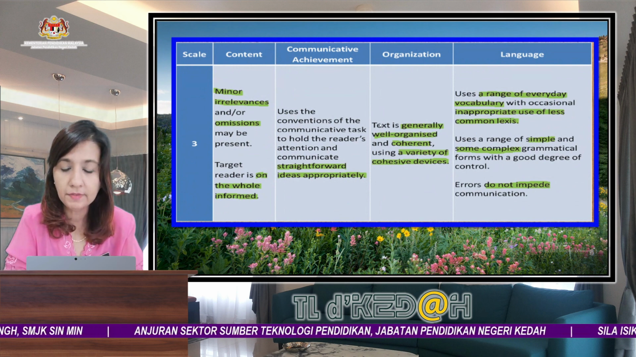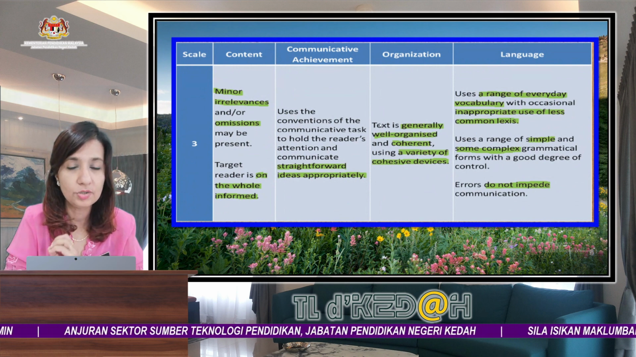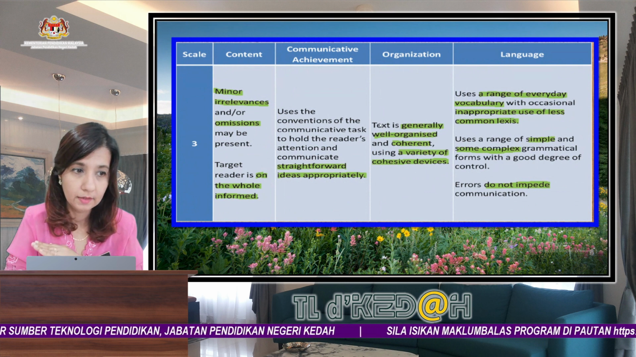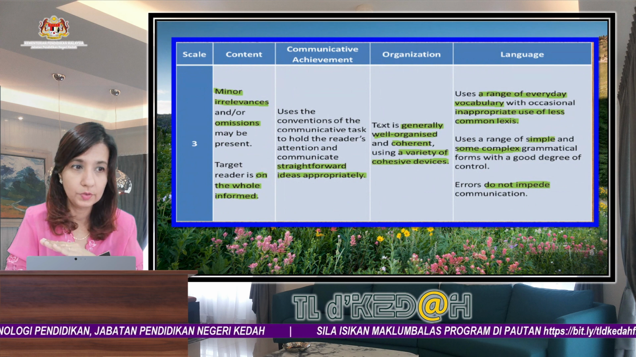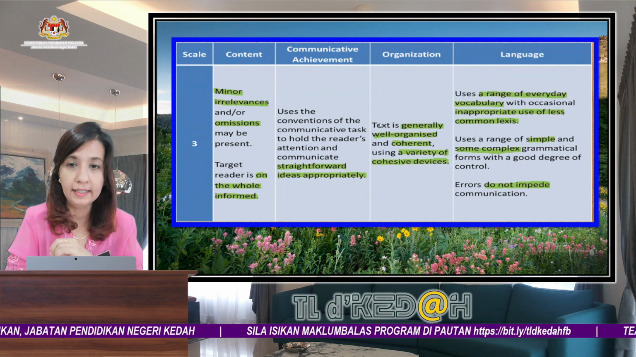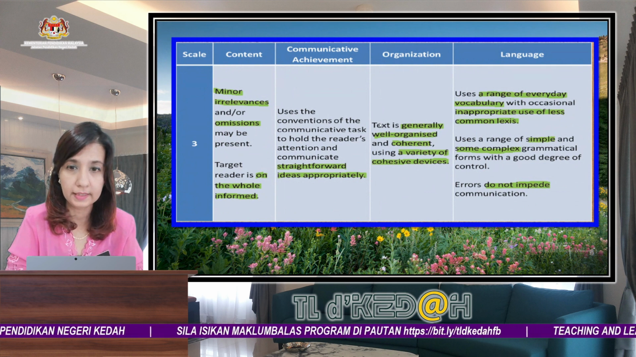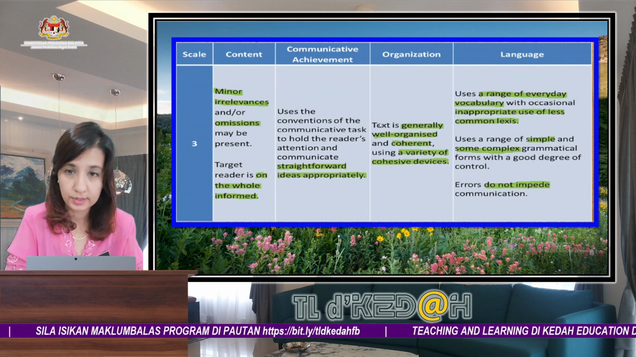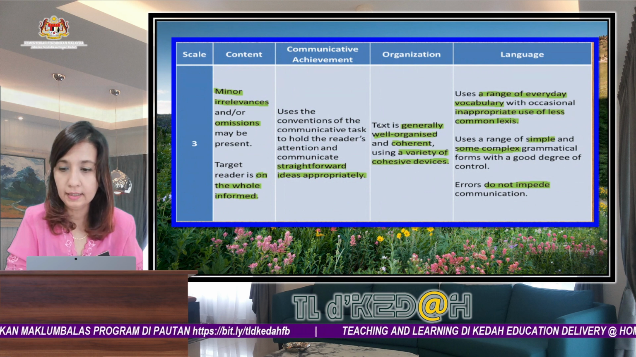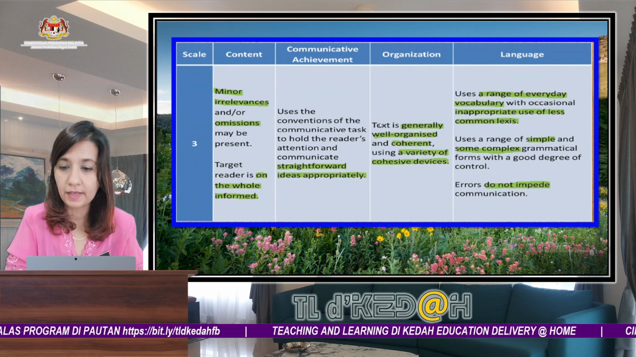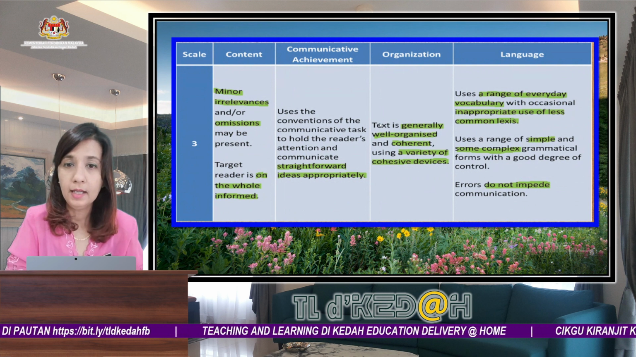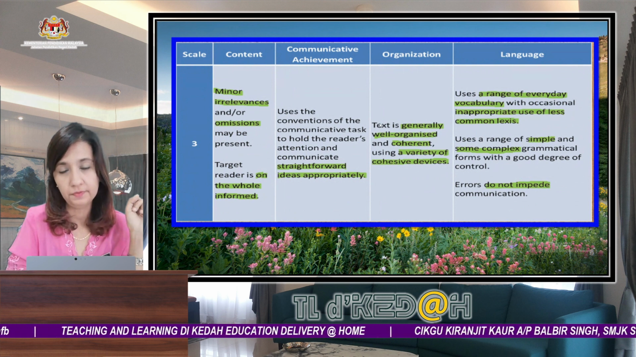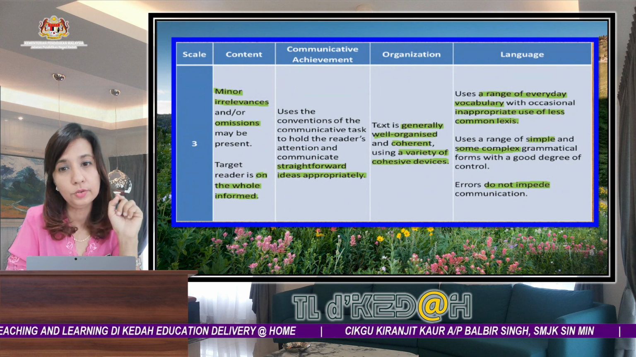Communicative achievement: most of the ideas are very straightforward, very concrete, very direct. It's not so much of a description, so you don't get a really clear picture of the place. Organization: well organized, some cohesive devices there. Language: a range of everyday vocabulary and some uncommon words used. You try to use some new words, but not effectively. That's where you lose your marks.